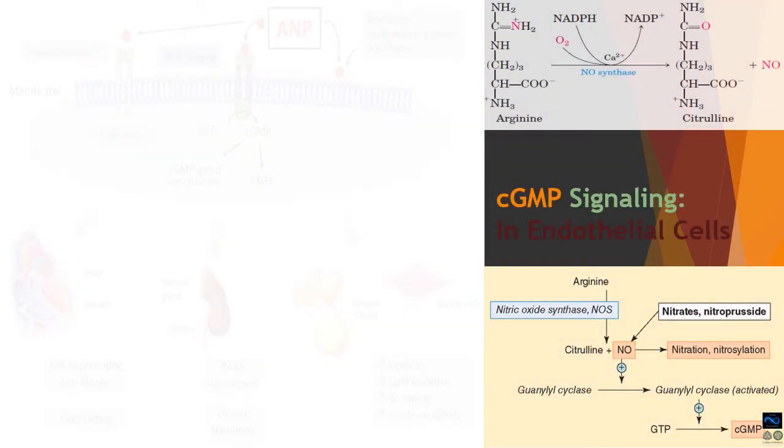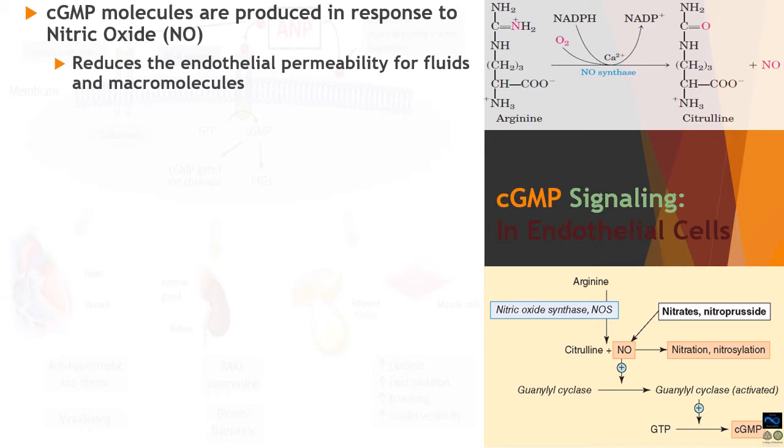Talking about endothelial cells, the curious case is that this cGMP signaling is in response to a gaseous second messenger or gaseous hormone or ligand, which is nitric oxide. Nitric oxide is produced by a specific membrane bound enzyme called nitric oxide synthase. Within these endothelial cells, in response to nitric oxide, cGMP phosphorylates certain proteins and reduces the endothelial permeability for fluids and macromolecules.